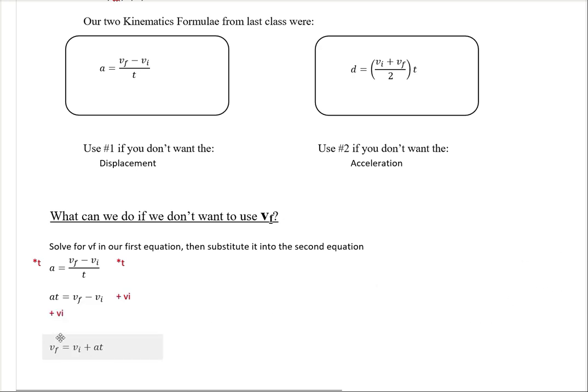That will get me a relationship finally of the final velocity is equal to the initial velocity plus the acceleration times the time. So this isn't a new formula. I just did some algebraic rearranging of our first equation. What I need to do is take this new algebra and substitute it into my second equation. So here is my second equation: d is equal to Vi plus Vf over 2, times t.